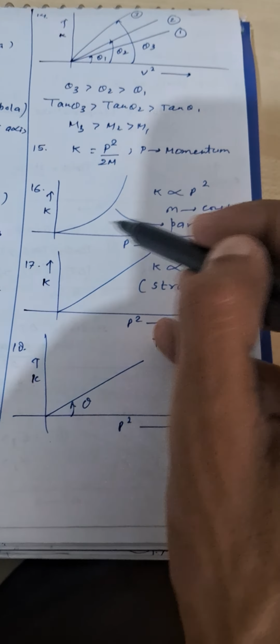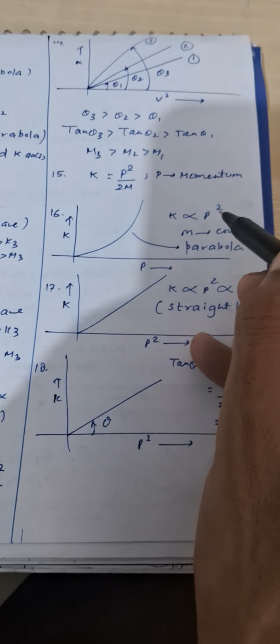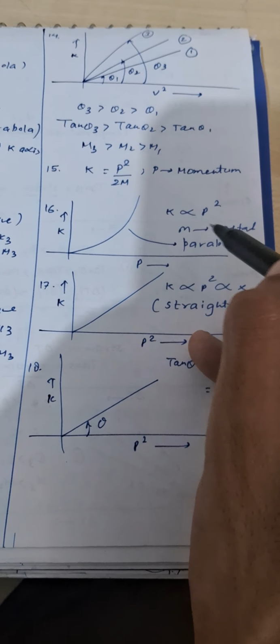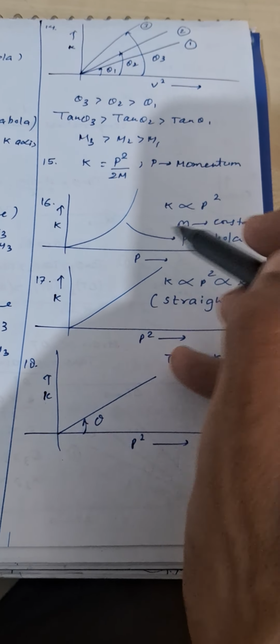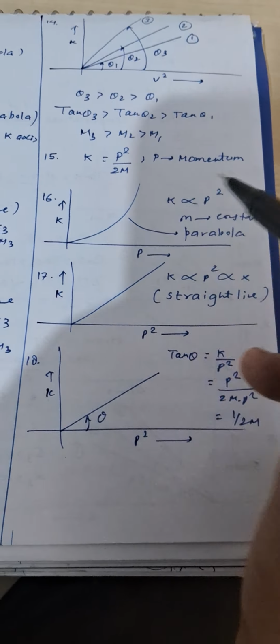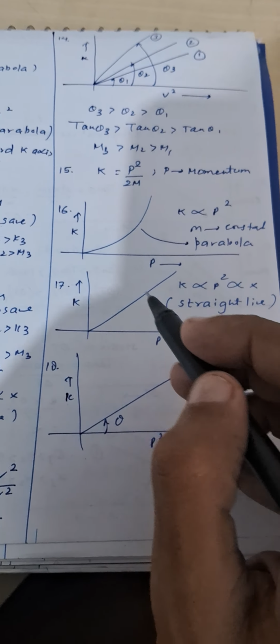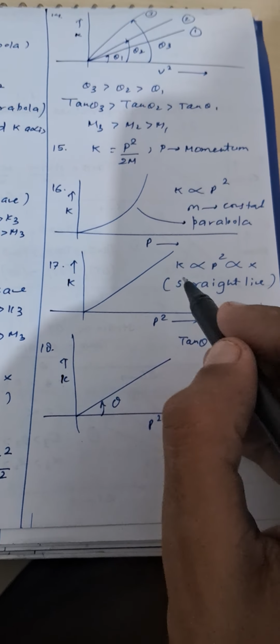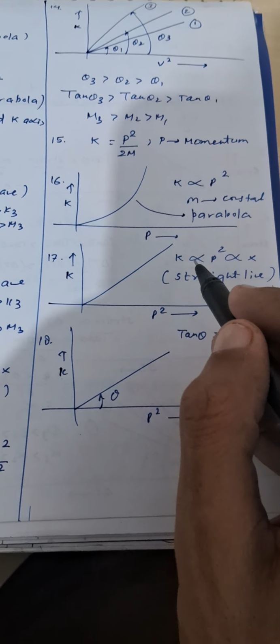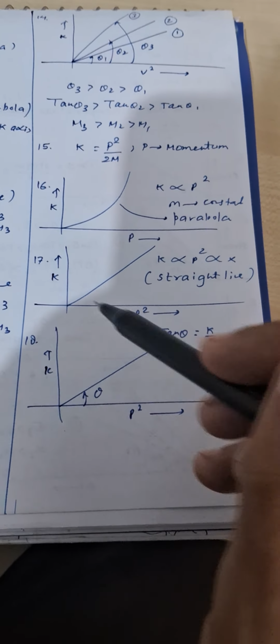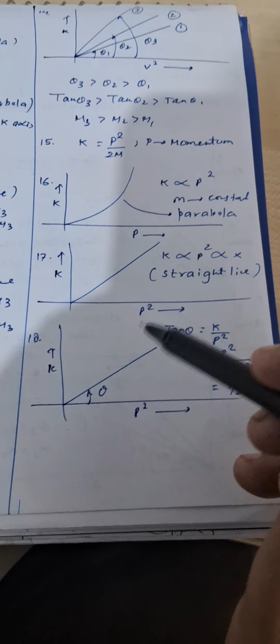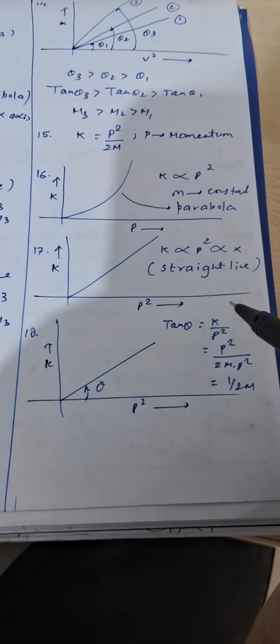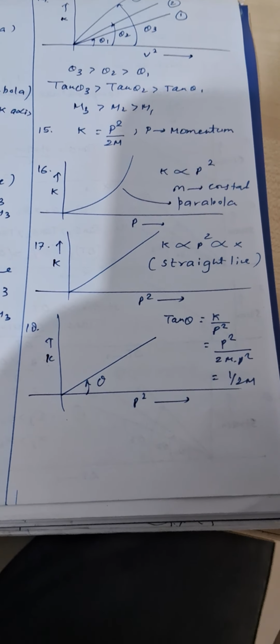Next if we draw graph between k and p, k is proportional to p square for constant mass. So we can say that the graph will be a parabola turning toward the k axis like this. Next if we draw graph between k and p square, we assume that p square is equal to x. So k is going to be proportional to x, so the graph will be a straight line. Next in this particular graph, if we find tan theta, tan theta will be k by p square. On solving we get 1 by 2m.